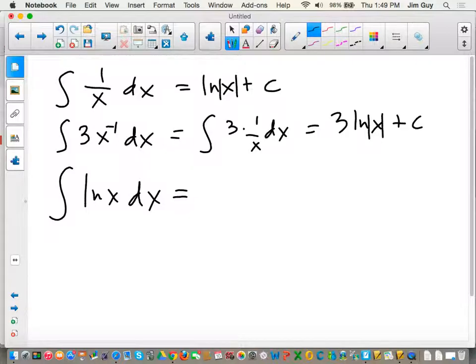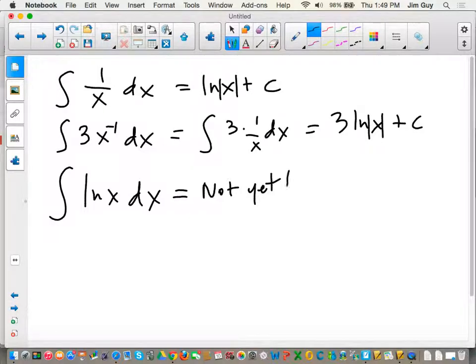Do you know any? What do you think, Brent? Just 1 over x. A lot of people think that, but that would be the derivative. The derivative of ln of x is 1 over x. So the antiderivative of ln of x isn't 1 over x. Do you know any answers to any derivative problems where the answer is ln of x? No, not yet.